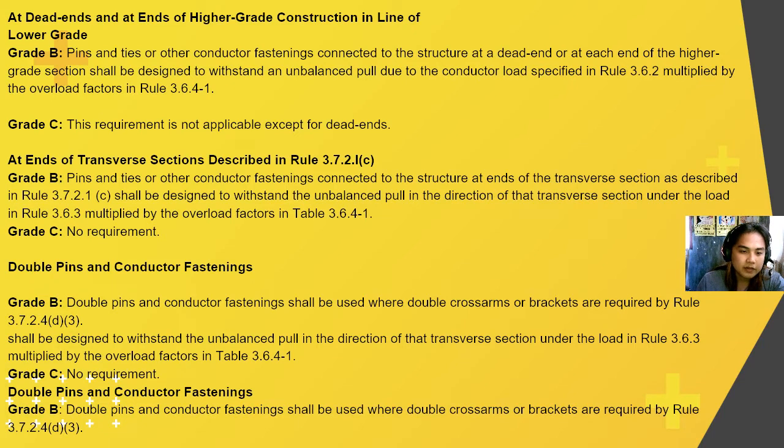Double pins and conductor fastening. For grade B, double pins and conductor fastening shall be used where double crossarms or brackets are required by Rule 3.7.2.4, and shall be designed to withstand the unbalanced pull in the direction of the transverse section under the load in Rule 3.6.3 multiplied by the overload factors in Table 3.6.4-1. For grade C, no requirements for double pins and conductor fastening. For grade B, double pins and conductor fastening shall be used where double crossarms or brackets are required by this rule.